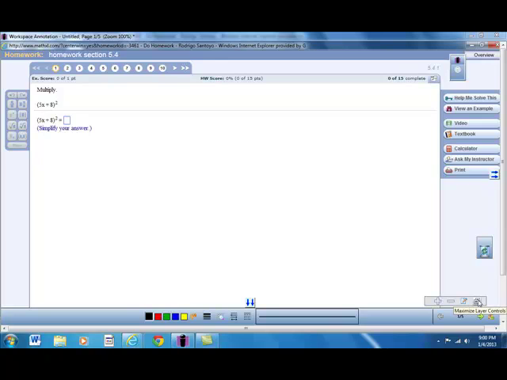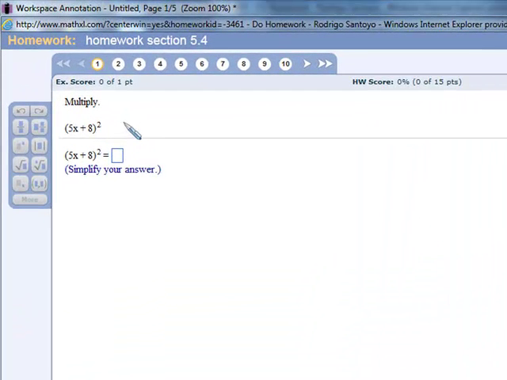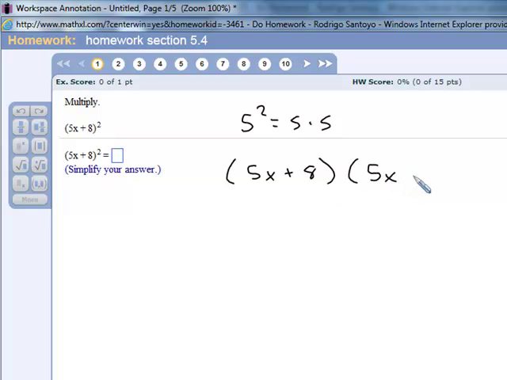Okay, so what we're going to be doing here in 5.4 is working with multiplying this polynomial. And remember, this here tells us that we have two of them. Just like 5 squared is 5 times 5, (5x + 8) squared means we just have two of these.